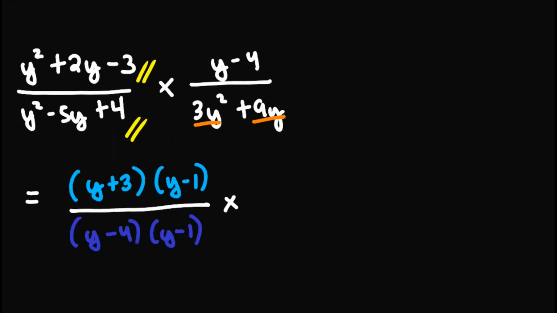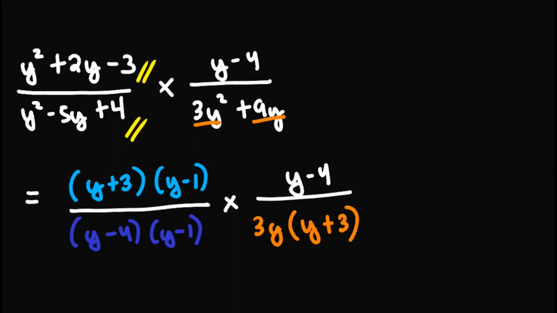Multiply. We have the y minus 4 out here, all over, factoring out the 3y, we'll have 3y out here, and inside, we are left with y plus 3.